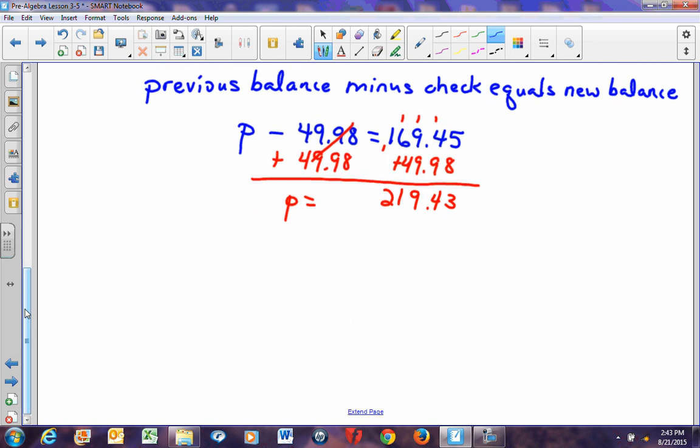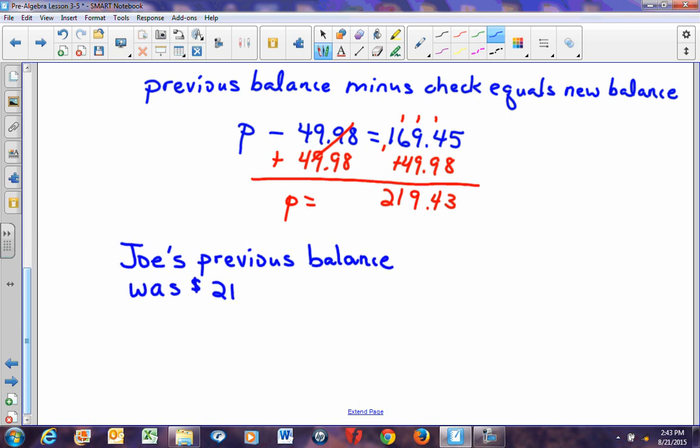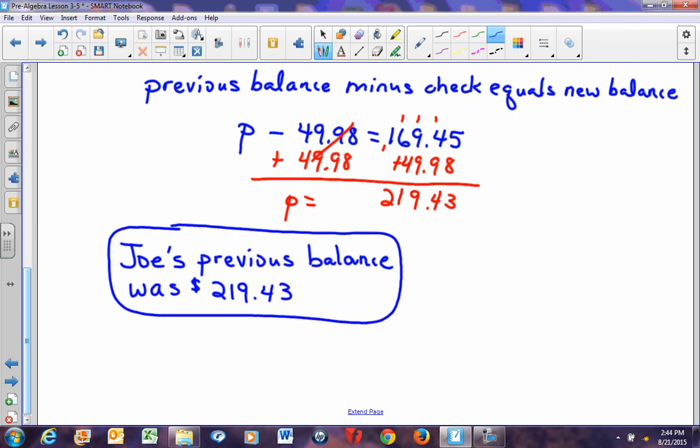His previous balance was $219.43. Make sure you label this as in dollars. And make sure you write it in a complete sentence.